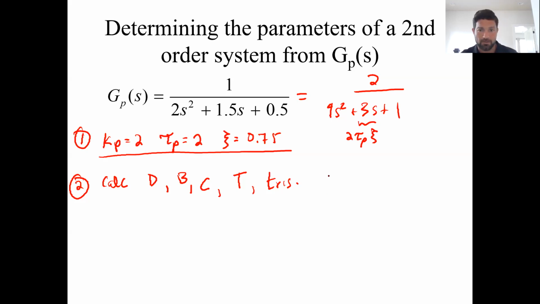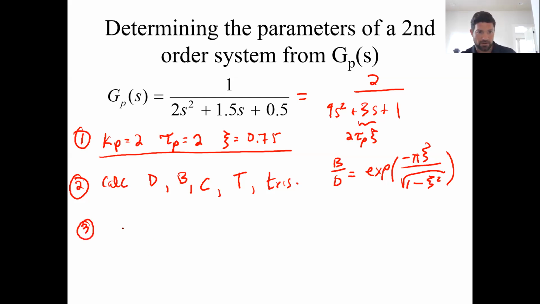I will introduce a couple right here. I'm not going to necessarily calculate all of them. But for example, we know B over D is what's called overshoot. So overshoot is B over D, the ratio of the overshoot to the total change, and it is equal to the exponent of negative pi times zeta divided by square root of 1 minus zeta squared.